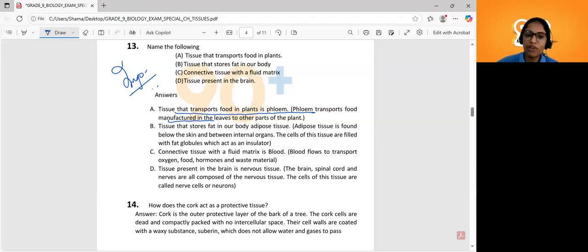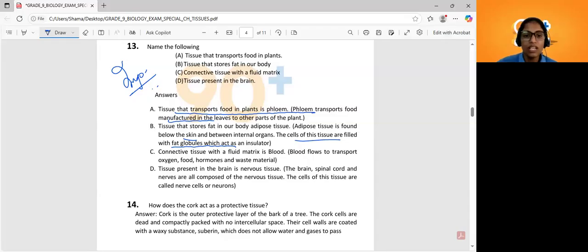So adipose tissue is found below the skin. We all know that excess fat is stored below the skin and between the internal organs. The cells of this tissue are filled with fat globules which act as an insulator. We know that penguins and polar bears are very fat or bulky. Why? Because they live in cold regions and they require an insulator. They need to keep themselves warm.